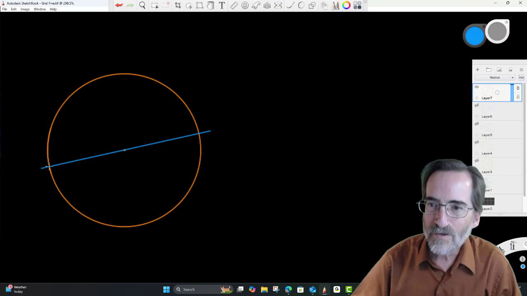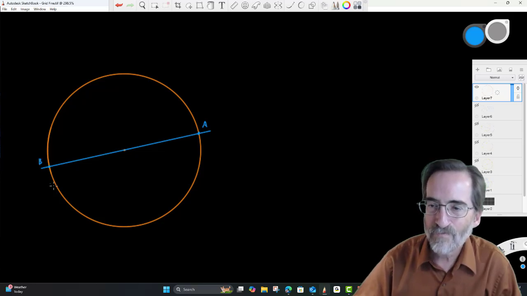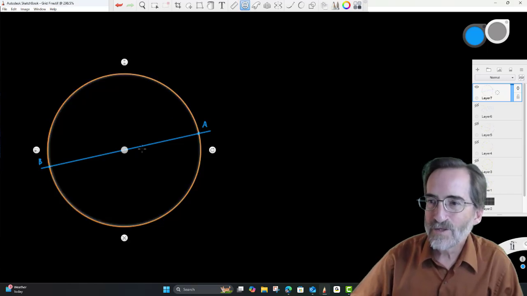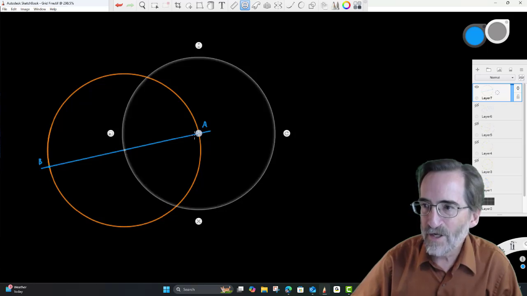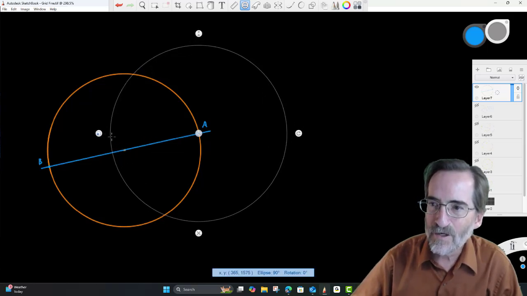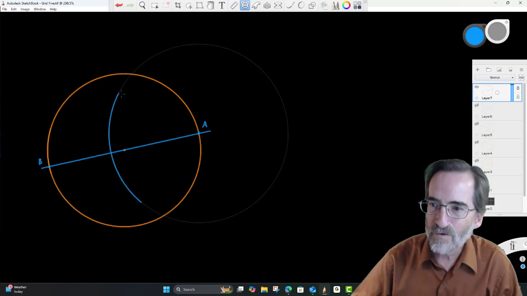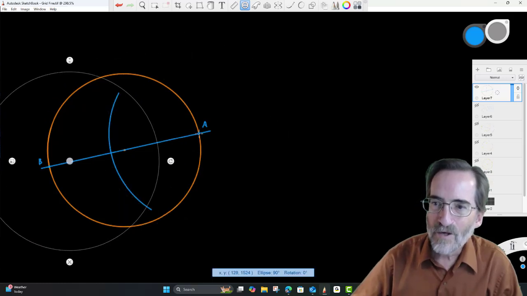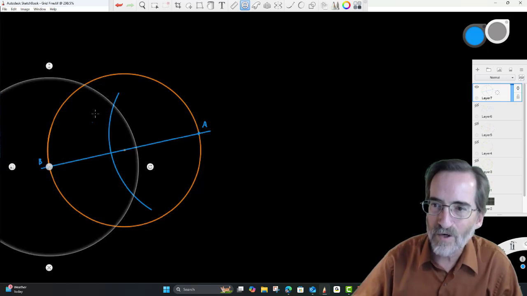You'll notice it intersects the circle in two places. I'm going to label those points A and B just so that I can refer to them. Now I'm going to take my compass and put it on A, but I'm going to expand the compass a little bit so that it reaches beyond the middle of the circle. I'm going to draw a circular arc from point A. Then I'm going to keep my compass the same size, and repeat that process from point B.